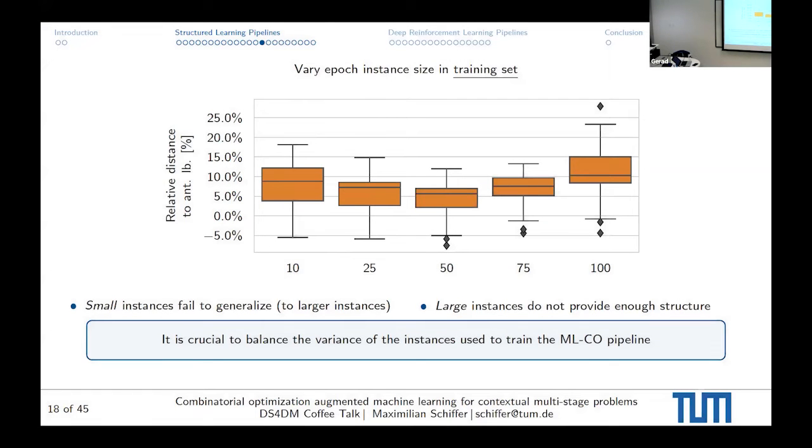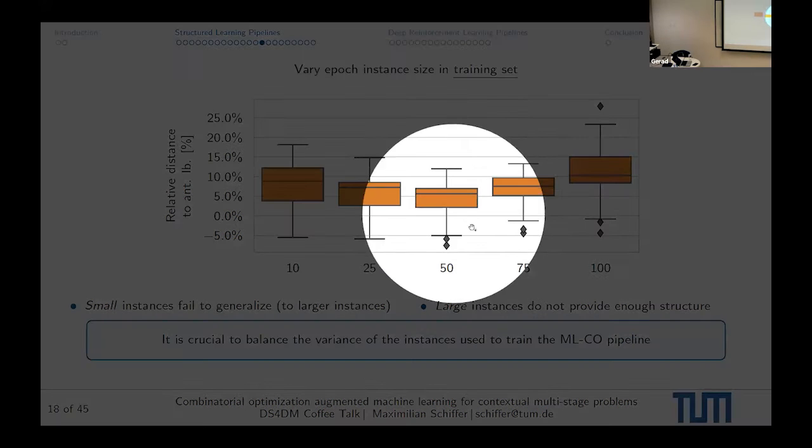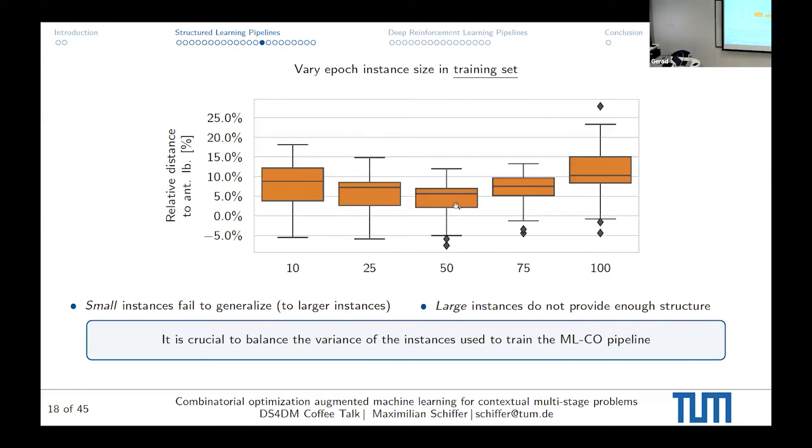In the end, an intuition to explain it is, if your instances get too small, then you fail to generalize, right? There's just not enough information in there to learn something proper. If your instances get too large, at some point they do not provide enough structure to learn something meaningful, right? So both extremes are not good, whereas with some medium-sized instances, we observed the best results.